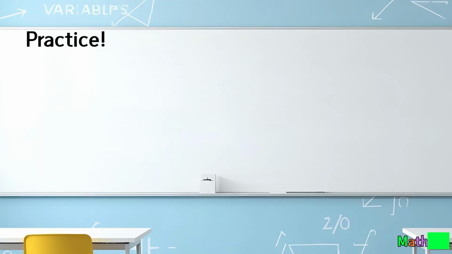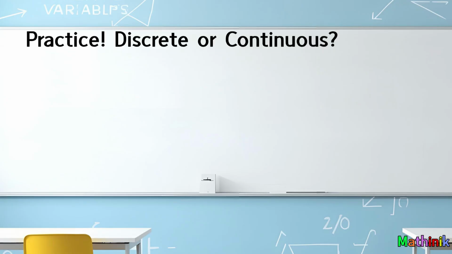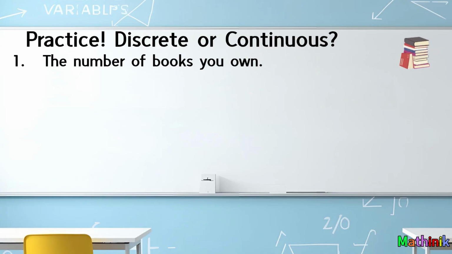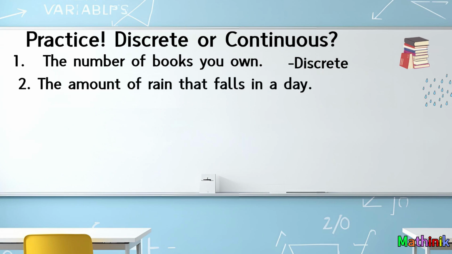All right, let's practice. I'll give a situation, and you decide if the random variable is discrete or continuous. Number 1, the number of books you own. That's discrete because you can count them. Number 2, the amount of rain that falls in a day. That's continuous, since it can take on any value, even decimals.